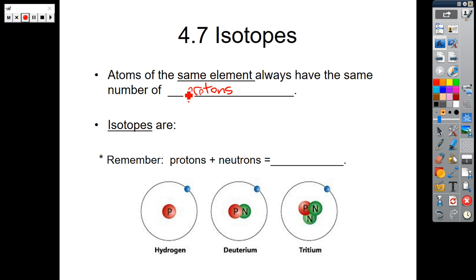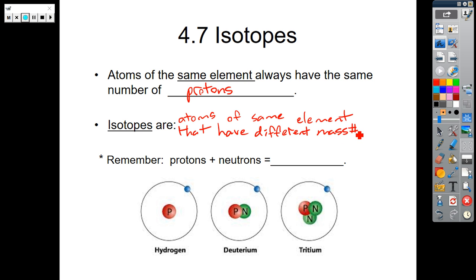Okay? Now isotopes are atoms of the same element, which by the way means that their atomic number and the number of protons is the same, that have different mass numbers.